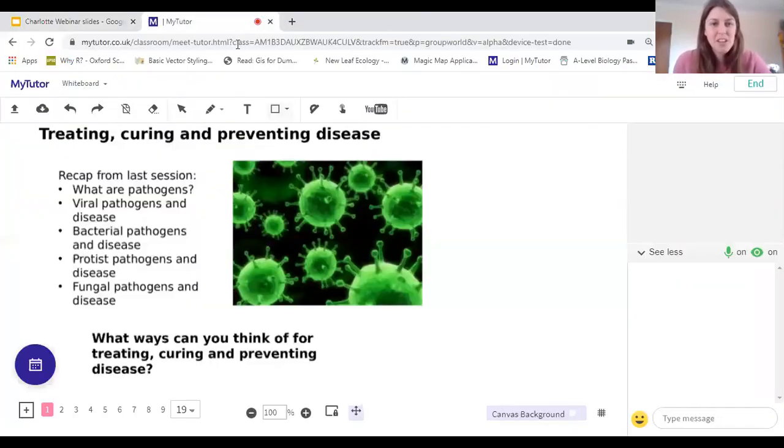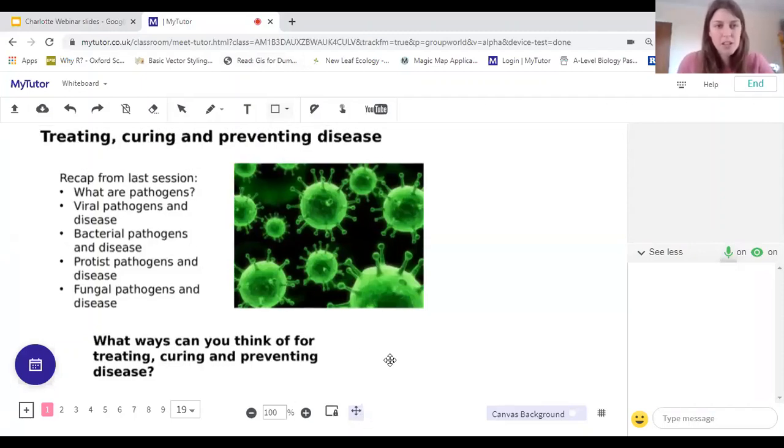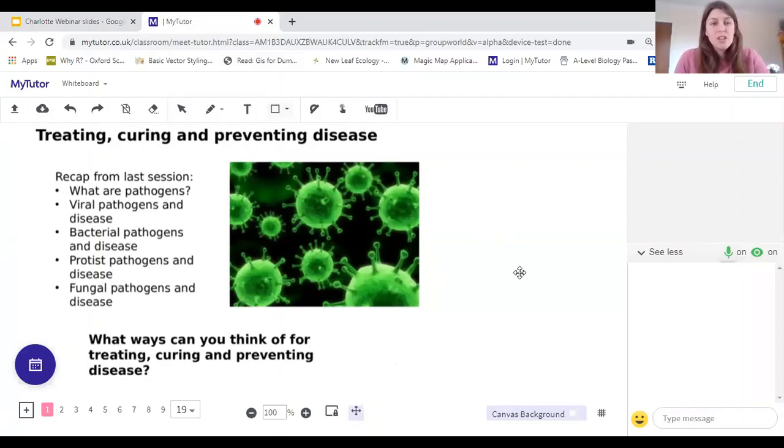Perfect, thank you. So I'm going to move over to the My Tutor whiteboard now to start. So this session we're going to look at treating, curing and preventing disease. And last week we finished with a lesson about pathogens and the different sorts of pathogens that we could get. So we had some really nice pictures of lots of different diseases and we ran through whether those diseases were from bacterial pathogens, viral pathogens, protist pathogens or fungal pathogens. So we had a look at those 4 types of organism and the diseases that they cause.